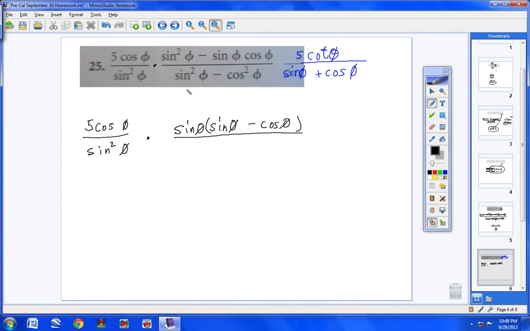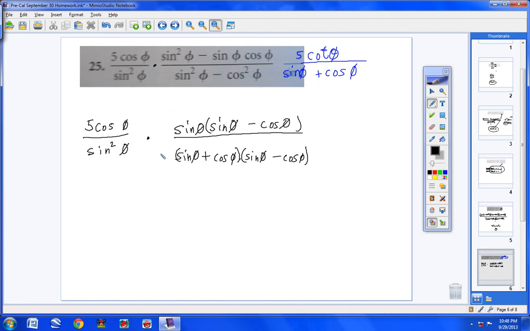Now in the bottom, we have sine squared minus cosine squared. I'm going to go ahead and factor that without dropping the sines and cosines. The square root of sine squared would be sine. So we write sine twice. The square root of cosine squared is cosine. So we're going to write cosine twice. And then we make one positive and we make one negative.